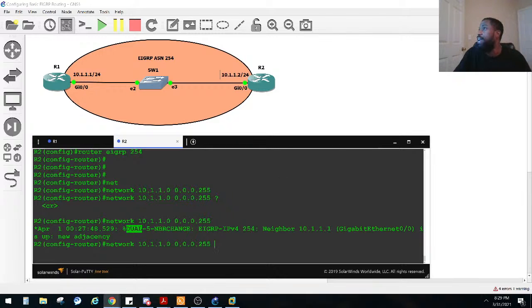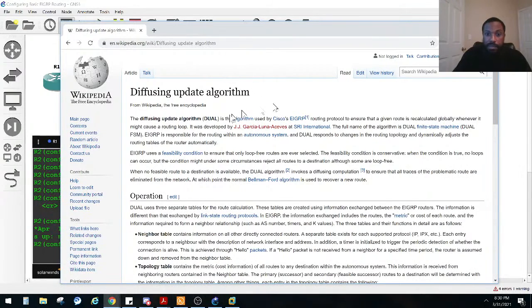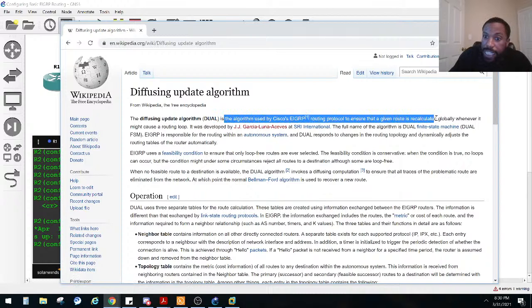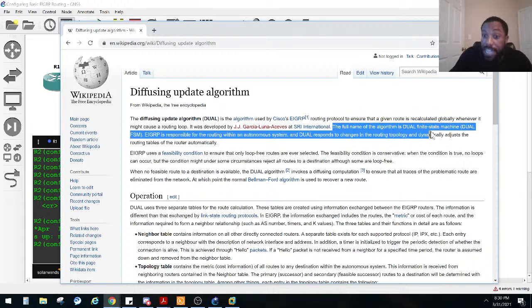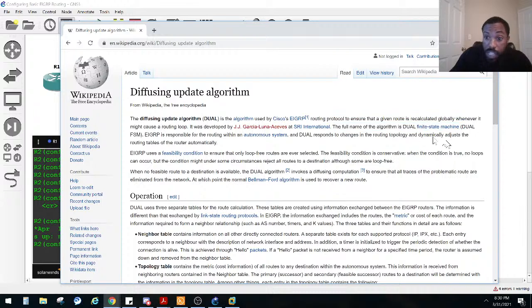Let me fact check myself. Y'all know how I do. EIGRP stands for diffusing update algorithm, right? So I'll pull that up real quick for y'all. I know y'all want me to just finish the lab, right? The diffusing update algorithm is the algorithm used by Cisco's EIGRP routing protocol to ensure that a given route is recalculated globally whenever it might cause a routing loop. It was developed by J.J. Garcia-Luna-Aceves at SRI International. The full name of the algorithm is DUAL finite state machine. So it's DUAL FSM. I didn't know that. I think I remember seeing FSM, but I didn't know that.